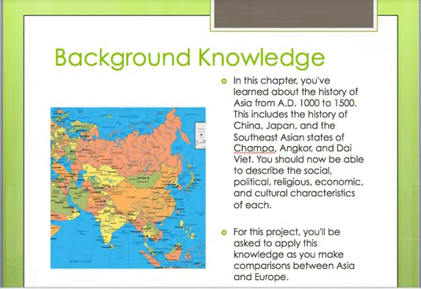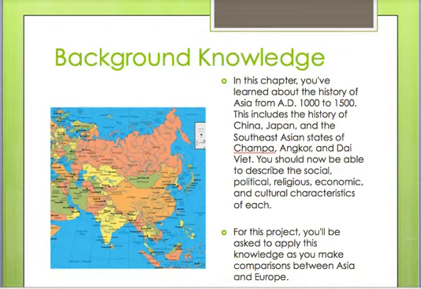So, background knowledge that you need. In this chapter, you've learned about the history of Asia from AD 1000 to 1500. This includes the history of China, Japan, and the Southeast Asian states of Champa, Angkor, and Dai Viet. You should now be able to describe the social, political, religious, economic, and cultural characteristics of each. For this project, you'll be asked to apply this knowledge as you make comparisons between Asia and Europe, which you learned the history of a little bit earlier.